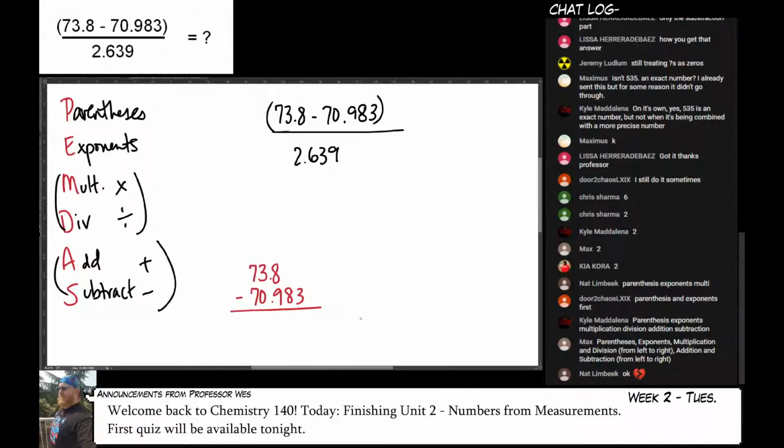So I want you to do the subtraction for this first step and type the answer in the chat when you have the result for this number. Use the correct number of sig figs. So let me know when you got it. And then I will do the problem with you. And then we'll go to the next step and talk about what we need to do.